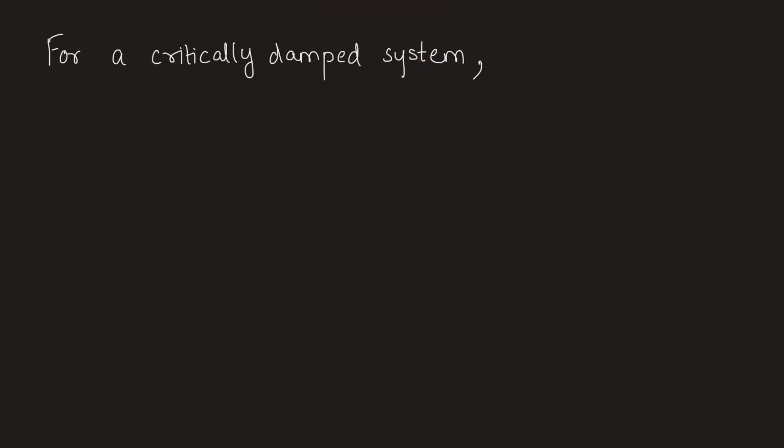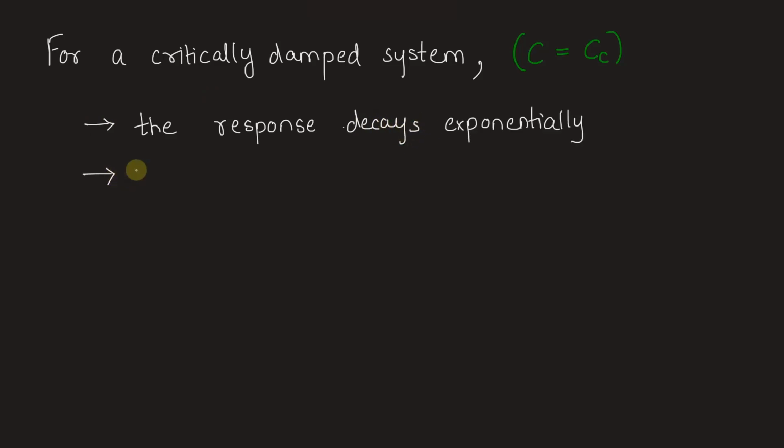So for a critically damped system, that is, the damping coefficient C of the system is equal to the critical damping coefficient Cc. And that is why it is a critically damped system. Following points are applicable. First is the response of the system decays exponentially. As the response decays exponentially, it happens in the initial phase itself, and because of that, there is no complete cycle of oscillation. So it's not basically an oscillatory motion. No complete cycle of oscillation.